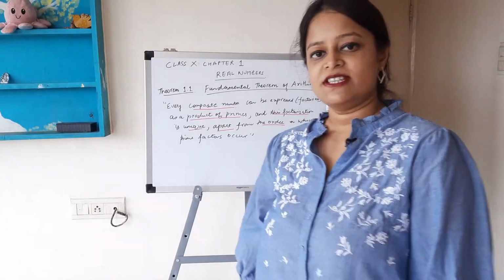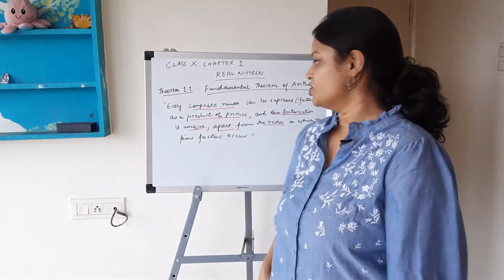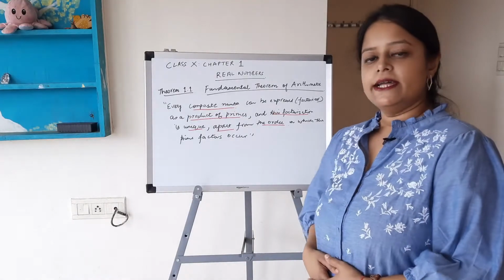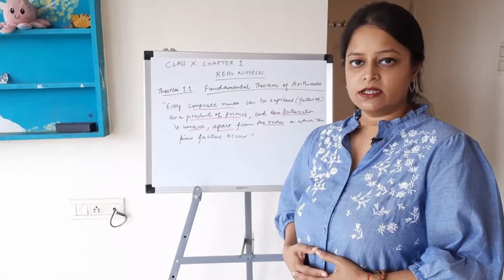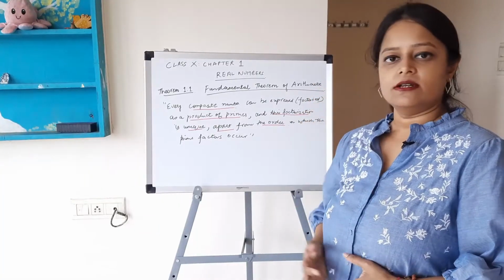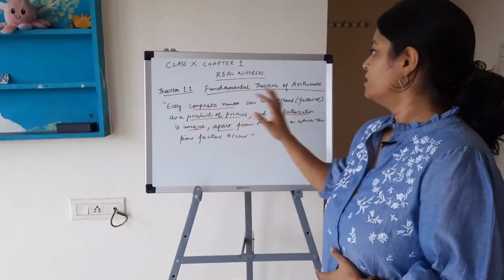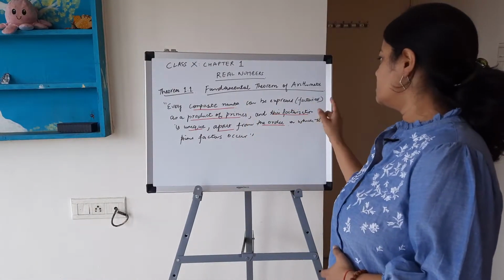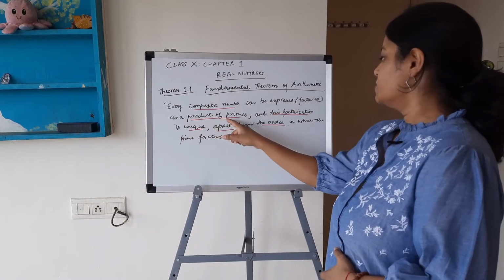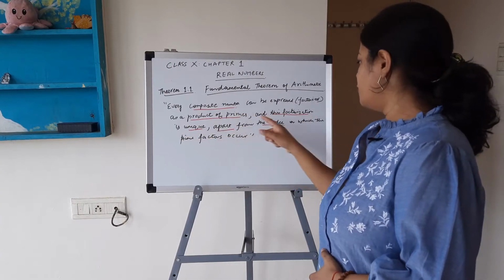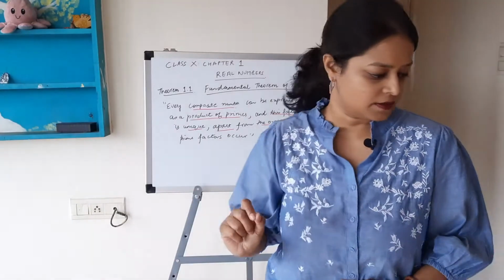So we are going to start with theorem 1.1, which is specified in our textbooks. I've specified it here as well. It's the fundamental theorem of arithmetic, and it has many real world applications, which we can discuss later on. As of now, the theorem states every composite number can be expressed, factorized, as a product of primes. And this factorization is unique apart from the order in which these prime factors occur.